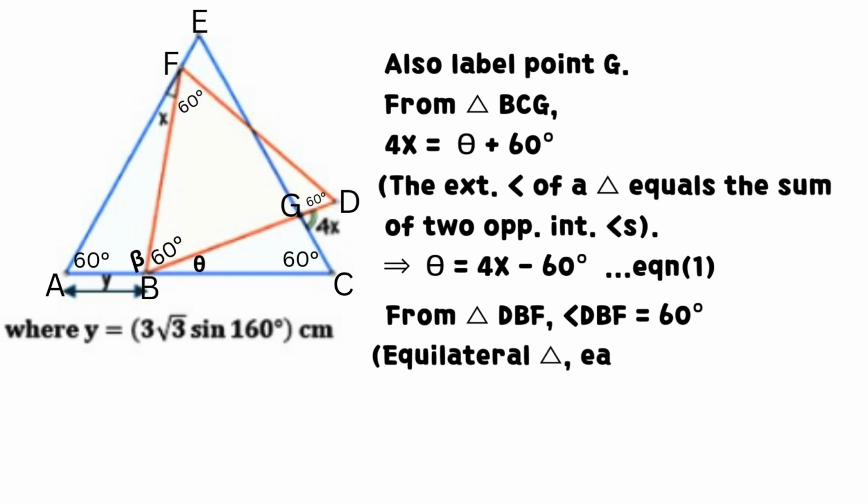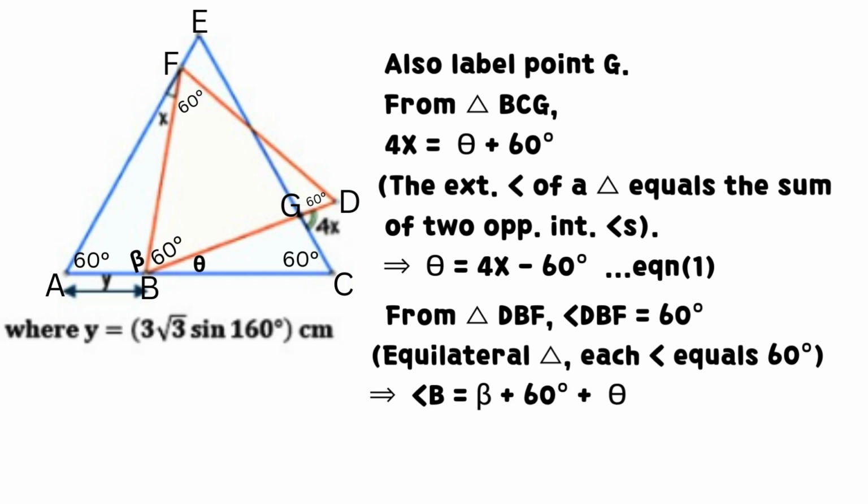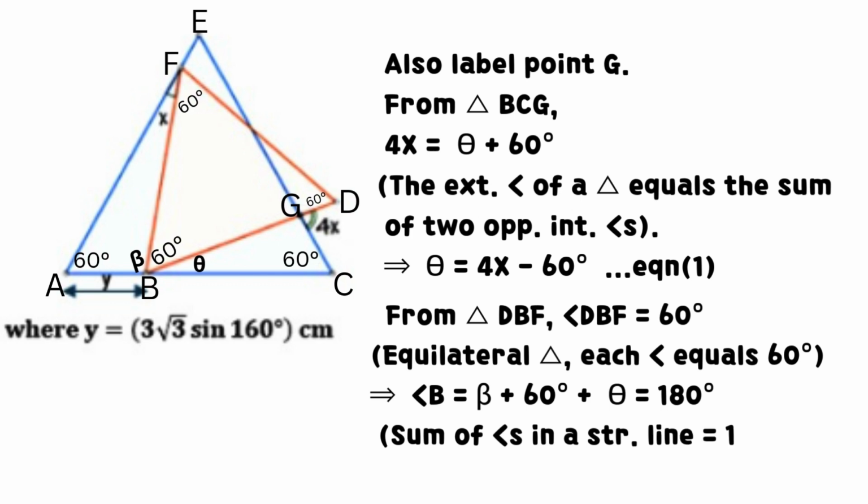From triangle DBF, angle DBF equals 60 degrees. It is because in an equilateral triangle, each of its enclosed angles equals 60 degrees. It follows that angle B, the sum of beta, 60 degrees, and theta, equals 180 degrees. It is because the sum of angles in a straight line equals 180 degrees.